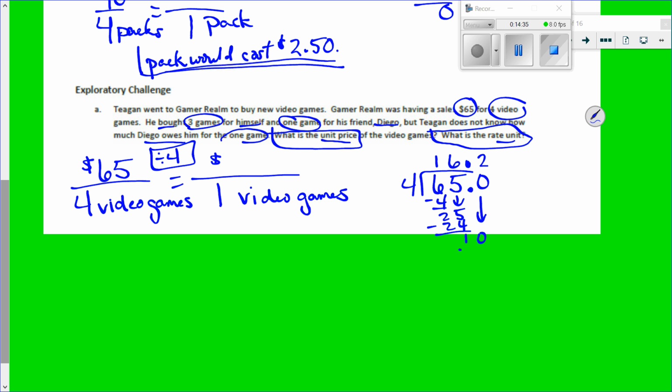That's going to go twice. Still not at 0, so I can now add another 0 since I'm on the other side of the decimal place. Now it's going to go 5 times. So what was it? Can we now answer our question? What is the unit price? So the unit price is $16.25. Okay. Now, just for the record, your rate unit is dollars per game, or dollars per video game.